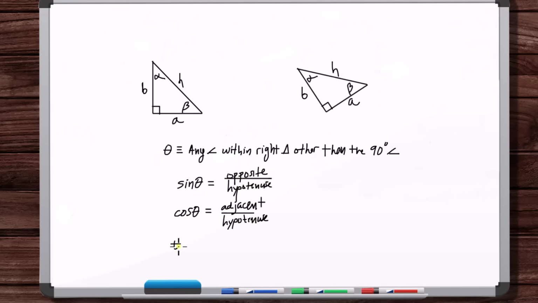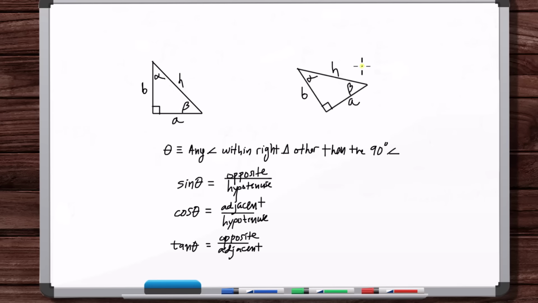And then tangent of theta is equal to opposite over adjacent. So the tangent of alpha would be opposite, the length A, divided by adjacent, the length B. Cosine of beta would be the adjacent, which is A, divided by the hypotenuse H. Cosine of alpha would be the adjacent B, divided by the hypotenuse H.